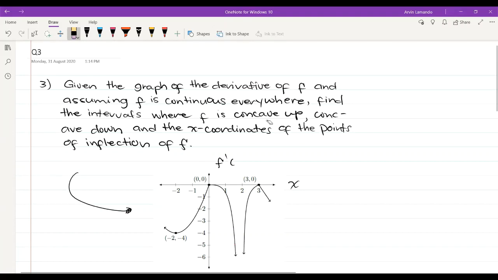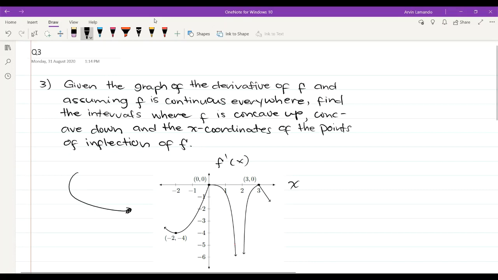This is the fifth and the last entry in a series of discussion videos about concavity and the second derivative test. So let us answer the third exercise problem.